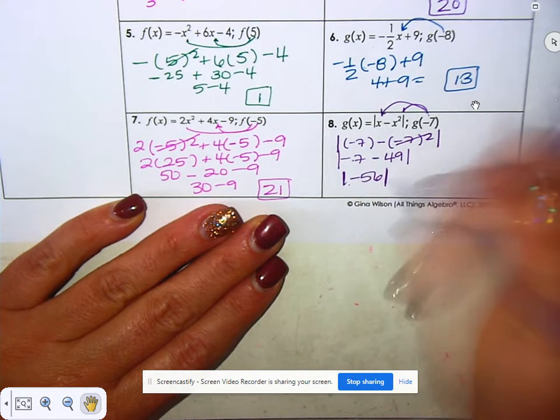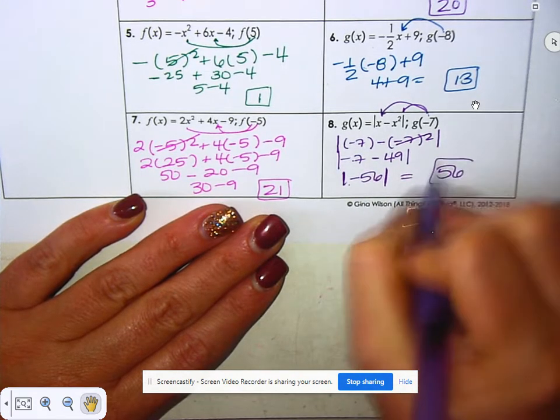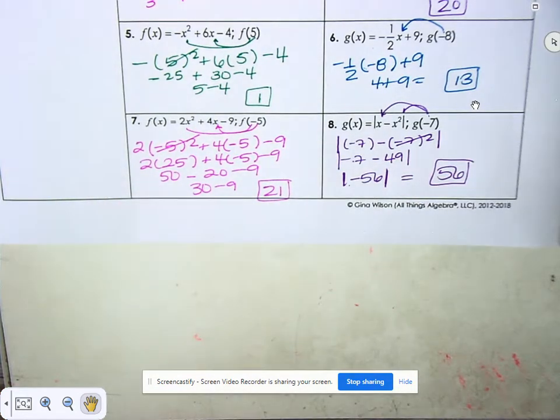And y'all, absolute value is always positive when you're done. So it's going to be 56. You won't see one like this on any quiz I give you or the EOC. We don't do absolute value, but it was on there, so I was just going to discuss it real quick.